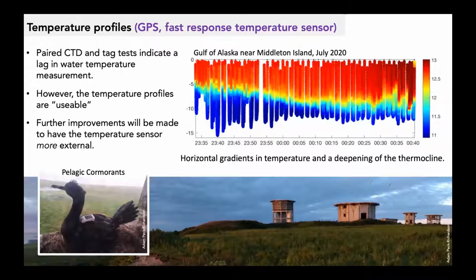It's because the temperature sensor is quite quick, but it's still embedded in the housing of the tag, and the tag itself carries heat. So the response of that sensor is dampened by its environment on the tag. We're hoping to make improvements with this component in the near future. But we do think that the temperature profiles that we have from these tags are usable, which is quite exciting. The plot here shows a series of dives made by a pelagic cormorant and the temperature gradient that it was encountering while foraging.